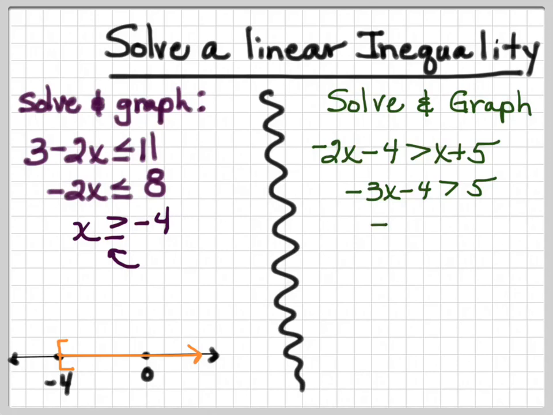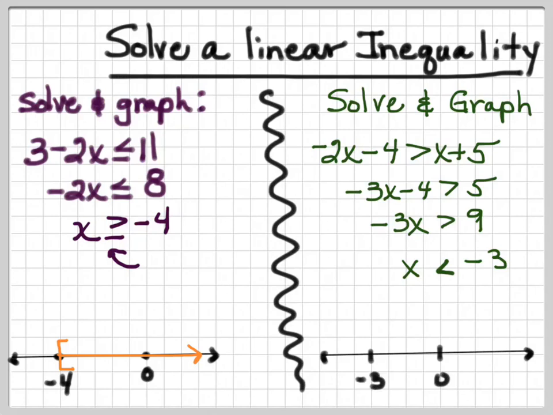So now if I add 4 to both sides, I have negative 3x is greater than 9. And when I divide by negative 3, I have x is less than negative 3. So my graph is going to be starting at negative 3, not including negative 3, so I'm going to use a parenthesis, and I'm going to go to the left.